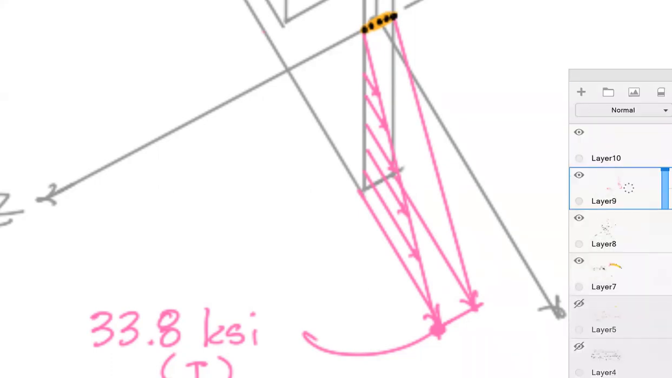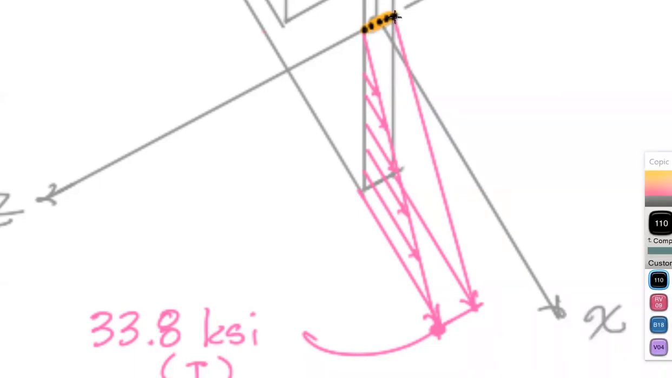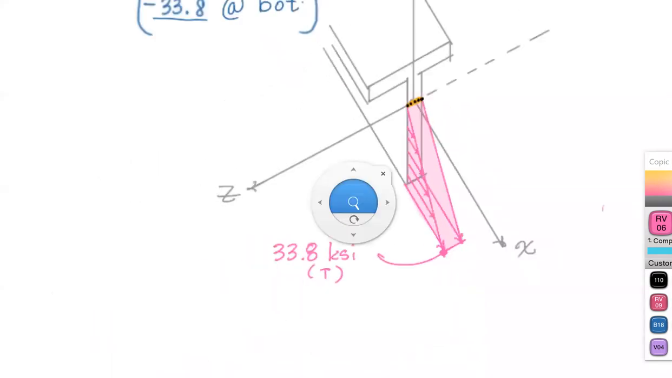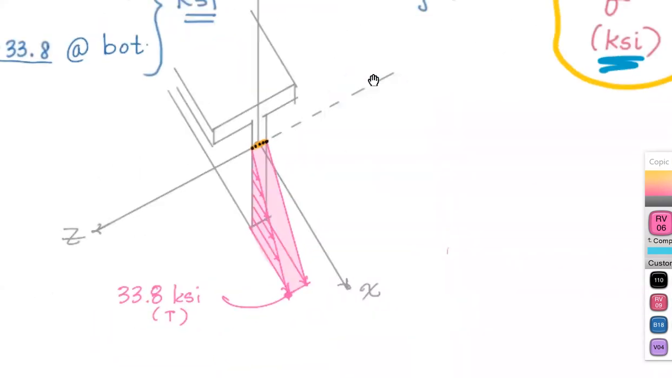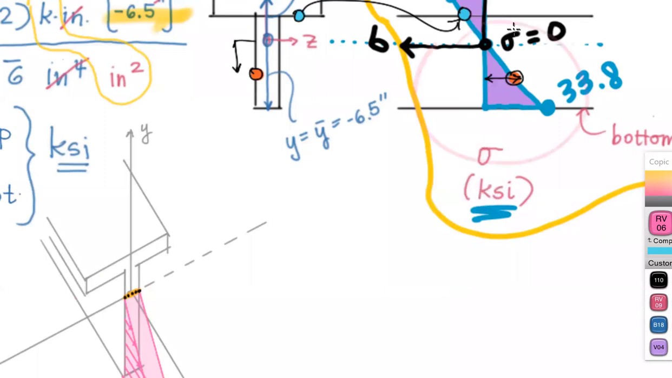All right, so now I'm going to color my tension zone that same color of pink. Just outline it. That's black. That's not pink. Outline it like this. You know what, I'm just going to color it in. That's going to be just as fast. All right, there is my stress distribution, the tensile part of it, drawn in 3D in pink. Can you correlate that back to this bottom triangle right there? I hope so. All right, let's do the compression.